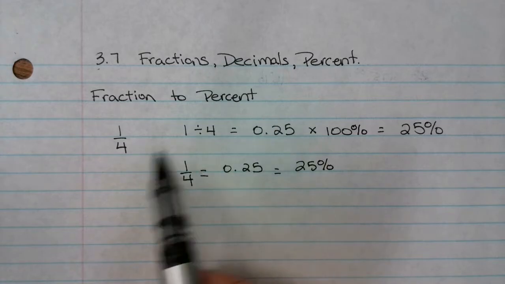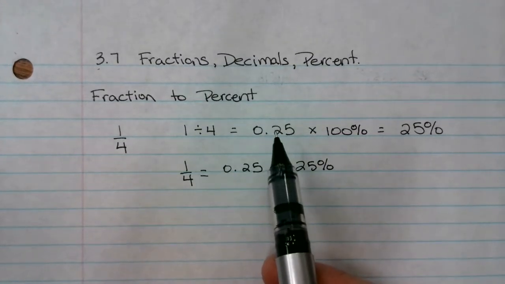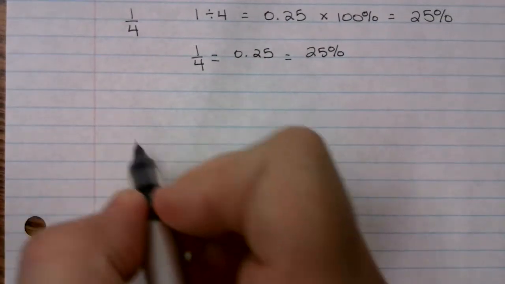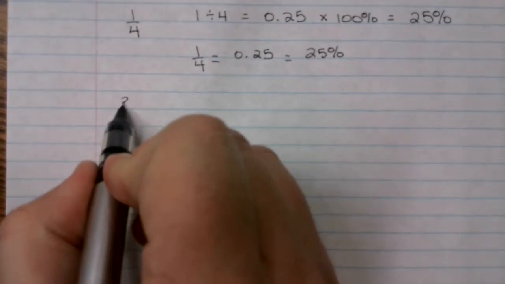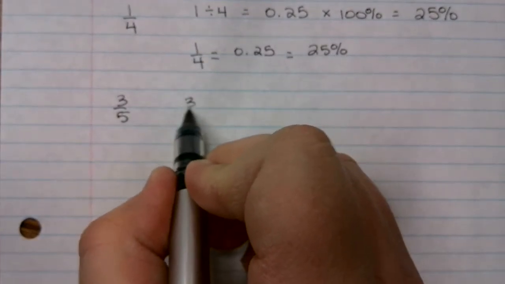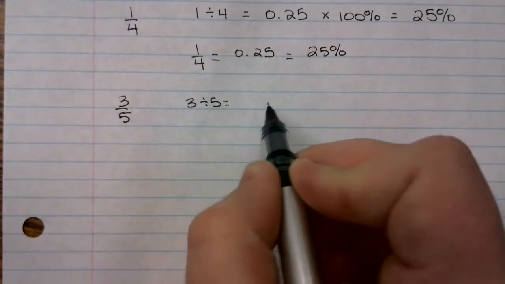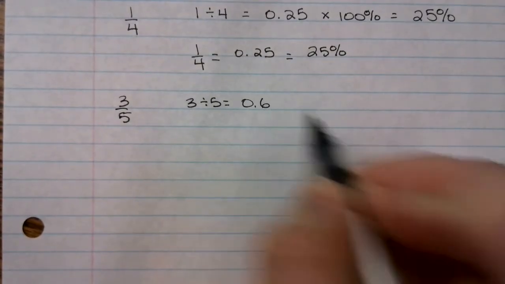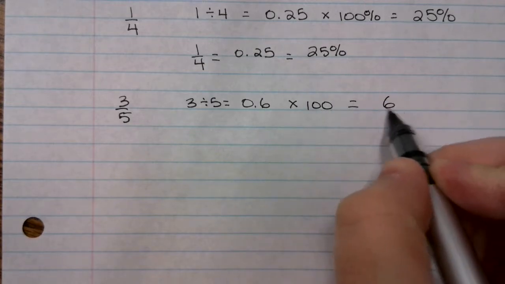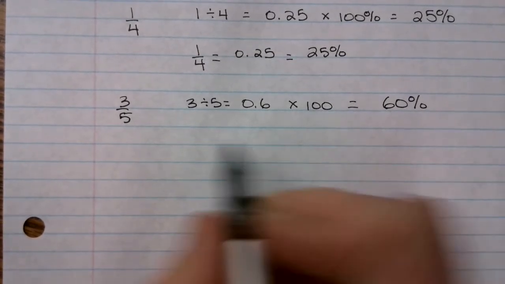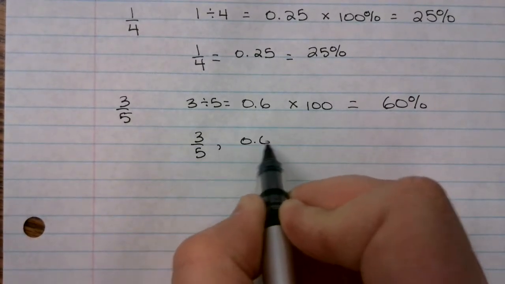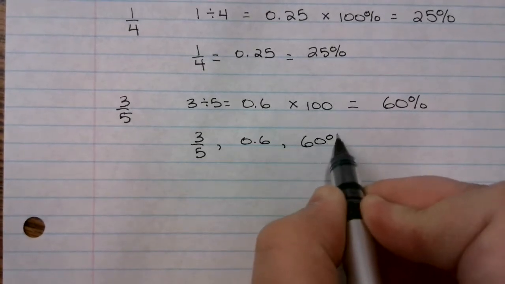Fraction to percent: turn your fraction to a decimal, turn your decimal to a percent. Let's do one more. Let's go 3/5. 3 divided by 5 is 0.6, times 100, which is 60%. So as a fraction, as a decimal, as a percent.